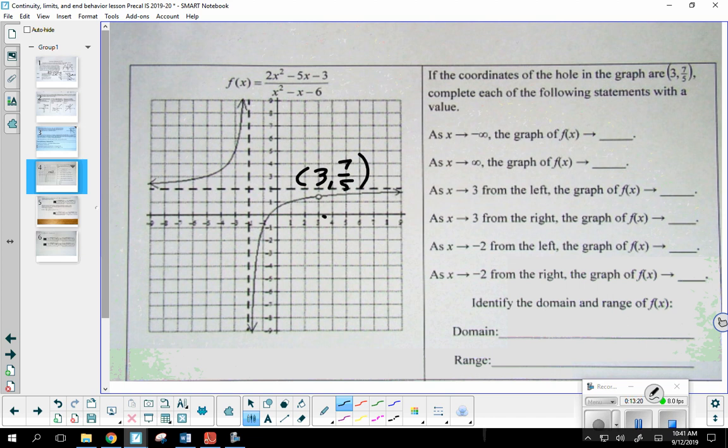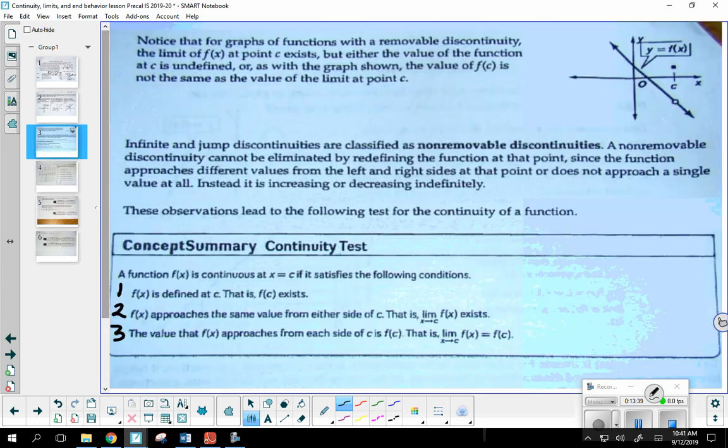As I approach that value of 3 from both sides, the limit is 7/5. The limit still exists even though the point isn't defined at that location. That's all that paragraph is talking about, something that we've kind of already seen before. So what does all this mean?